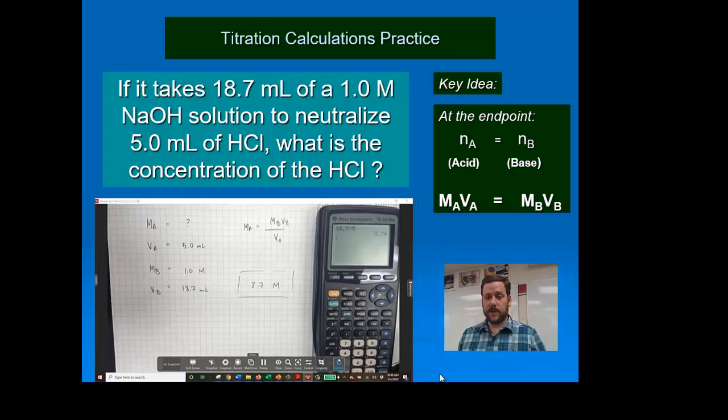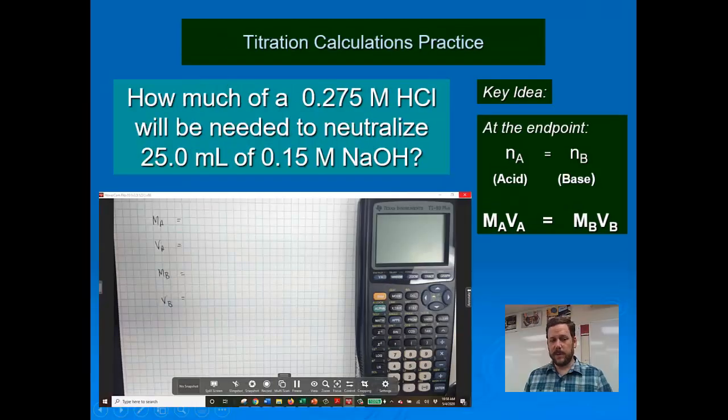Now, not all problems are going to be solving for molarity of an acid. Sometimes you might solve for molarity of the base, or you might solve for the volume of base needed if the molarity of the acid is known, and so on. Let's look at one other type of problem. This one's a little bit different. See if you can pause the video and solve it.